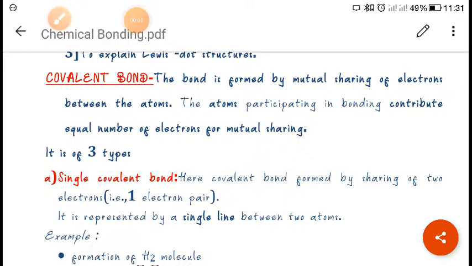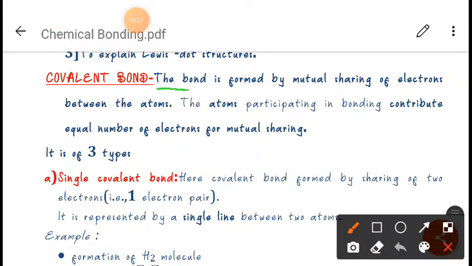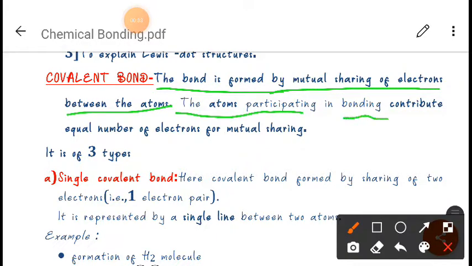So when we talk about the covalent bond, what is a covalent bond? A covalent bond is a type of bond which is formed by the mutual sharing of electrons. As you can see here, the bond is formed by the mutual sharing of electrons between the atoms, and the atoms participating in the bonding contribute an equal number of electrons for mutual sharing. Means a covalent bond is a mutual sharing of electrons.